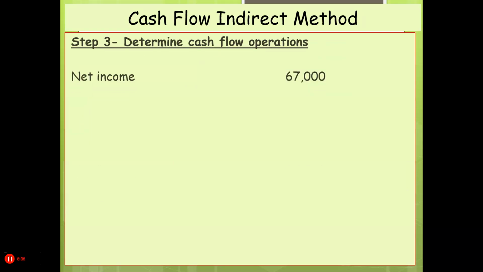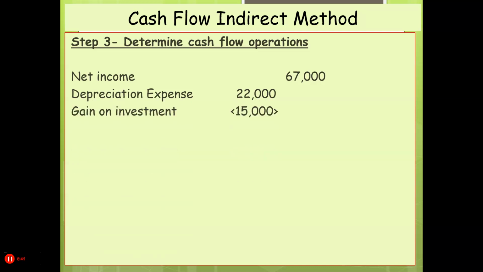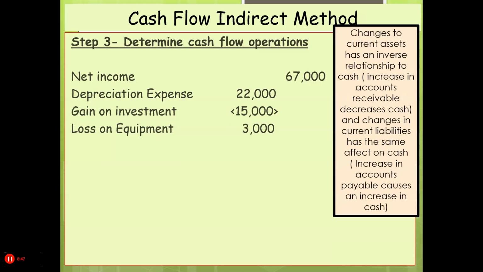We're going to start with our net income. Add in depreciation expense. We always back out the gain because the gain is not cash. We add back in the loss. And remember, changes to current assets have an inverse relation to cash. An increase in accounts receivable is a decrease in cash because we had sales that people didn't pay us for. Now, changes in current liabilities go in the same direction because if our accounts payable goes up, that causes an increase in cash.